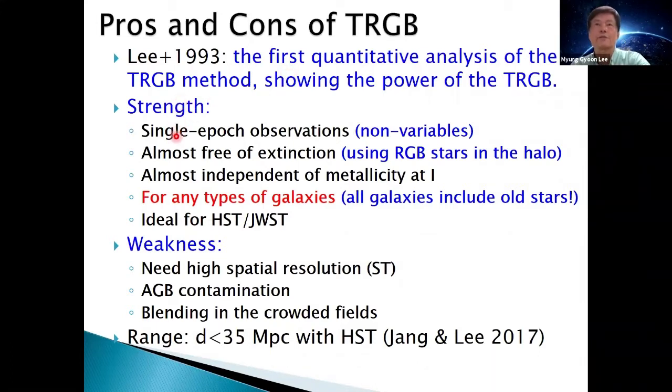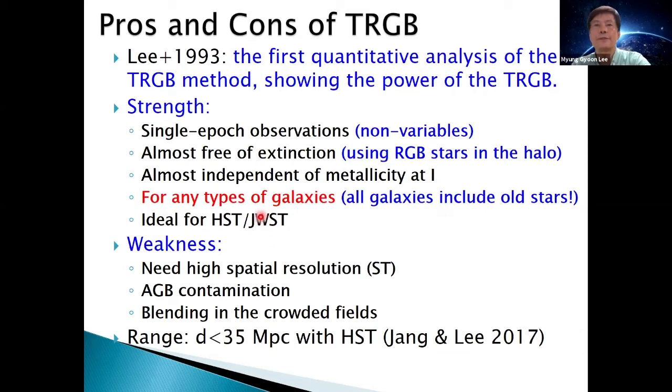The strengths: first of all, they are not variable stars, so you need only a single observation. If it's variable, then you need multiple observations. And the TRGB is almost free of extinction, because RGB stars are mainly located in the halo, where interstellar dust is almost nonexistent. And also, it is almost independent of metallicity in the I band. The I band corresponds to about 800 nanometers.